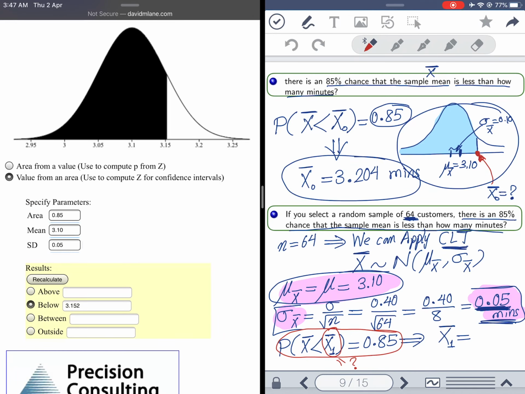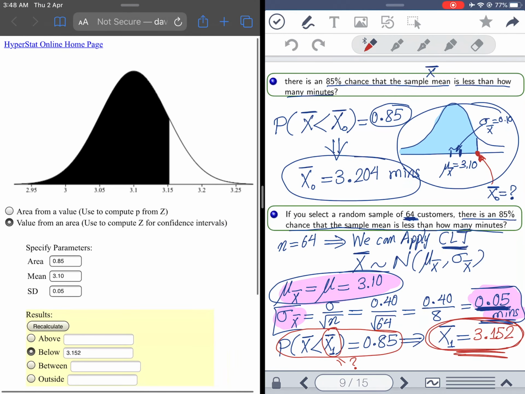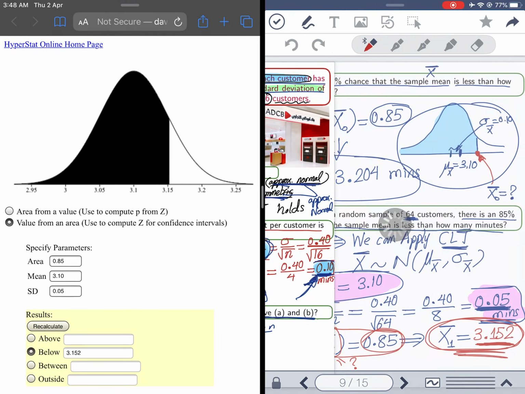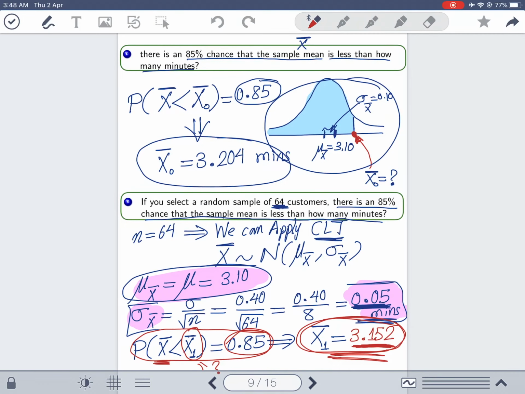Okay, and the picture is there. So you'd say here 3.152. And so this is our answer. Okay, good. And the picture is here. 3.152. Below it is 85%, the probability that our sample mean is less than 3.152 is equal to 85%. The area below it is 85%. Okay, so this finishes problem 2.